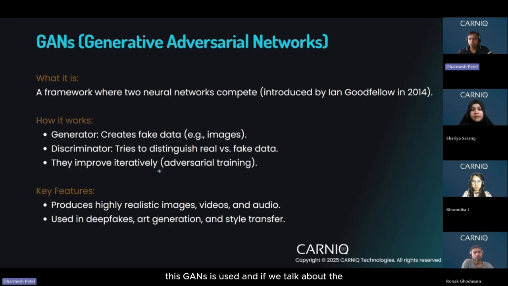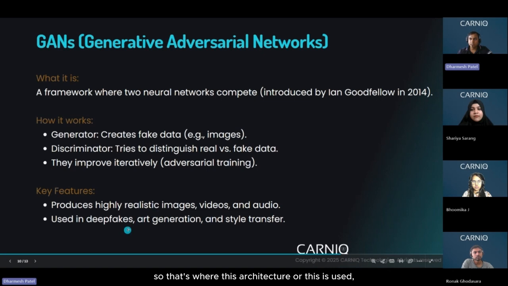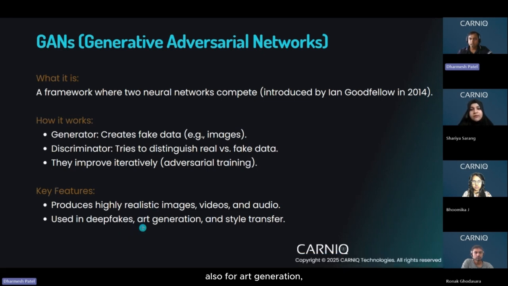If we talk about where it is used currently, it produces highly realistic images, or we can say video and audio. You might have seen the videos for deepfakes. That's where this architecture is used. Also for art generation, which is near to realistic, you can say. This is possible using the GAN architecture.